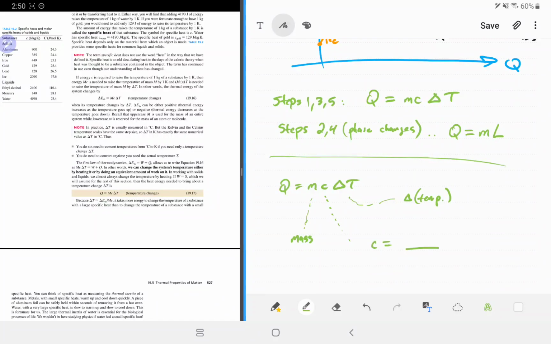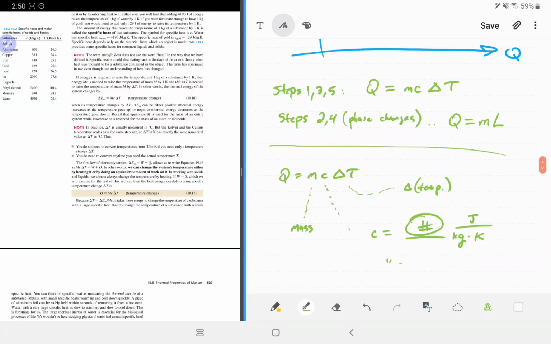So c is going to be some number, and the SI units will be joules because we're going to be left over with an energy, right? The units for Q are energy. So joules divided by grams or kilograms. For the SI unit, you would want kilograms here, times Kelvin in the denominator. So what this number is: if you have 1 kilogram of that material and you want to heat it up 1 Kelvin, how much energy does that take? Okay, and this is called the specific heat.